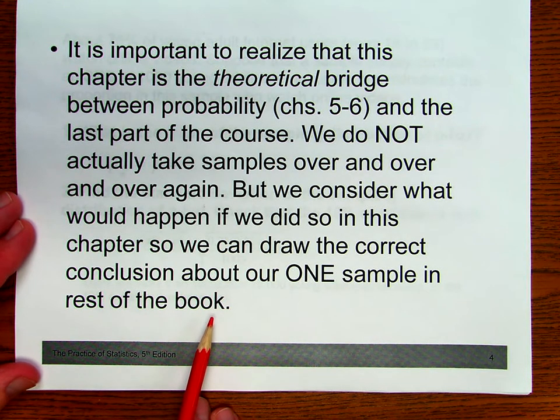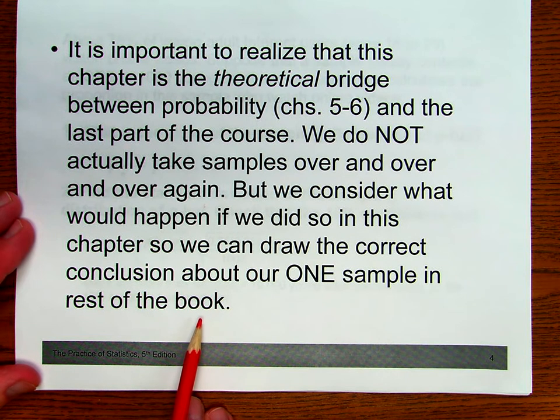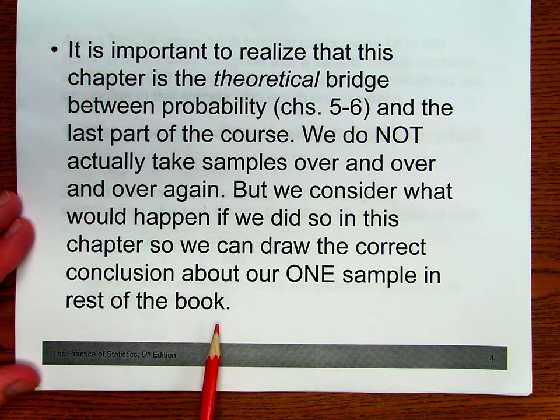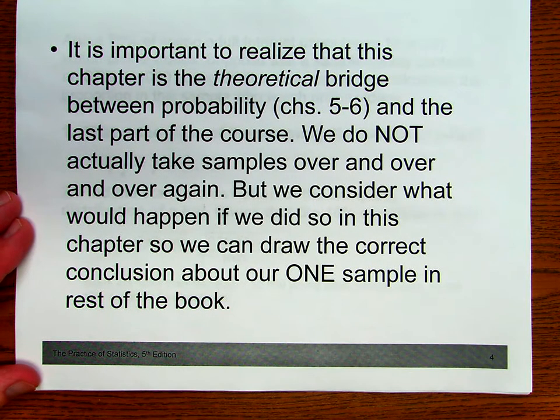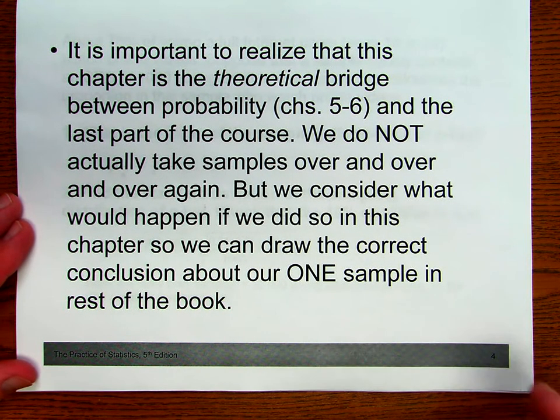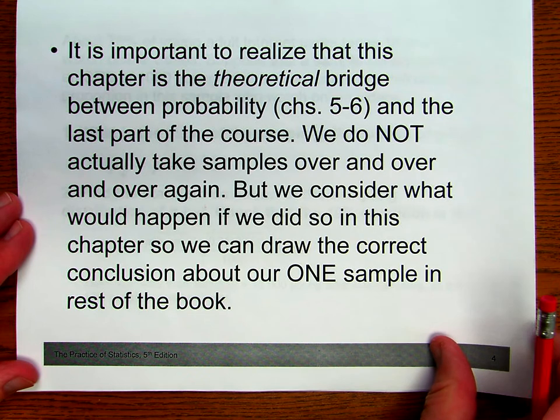So it turns out that if you were to be able to take repeated samples over and over and over again, the results of that were extremely predictable by specific math rules. So we use those rules in order to accomplish what we're going to be accomplishing for the rest of the book. This is a theoretical bridge that addresses that what if we did, but typically very seldom do we ever do that.